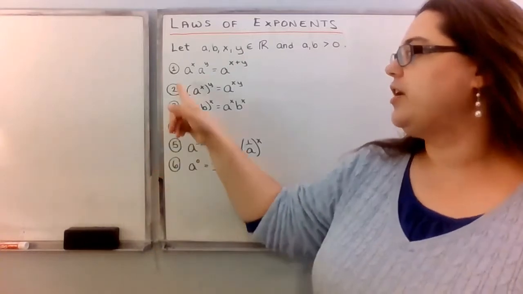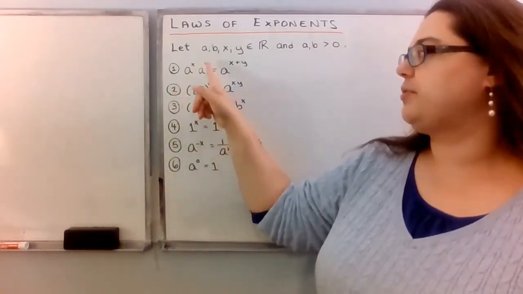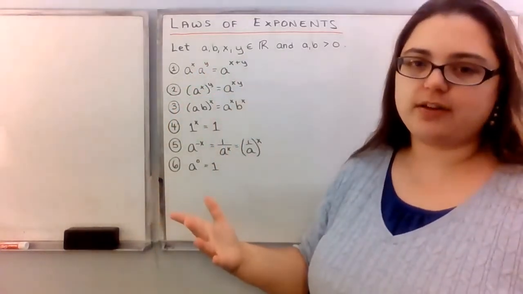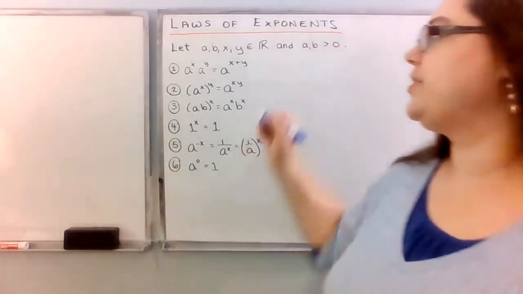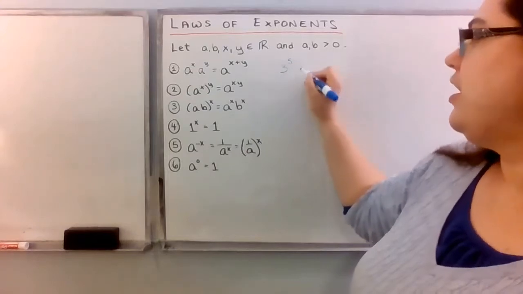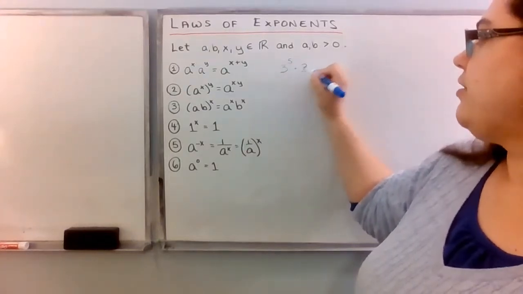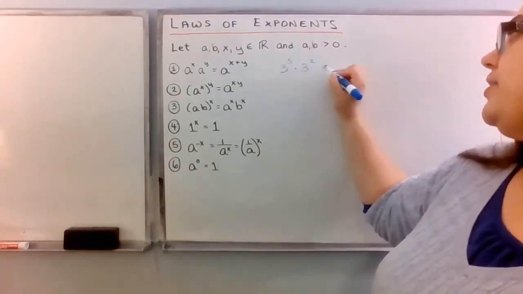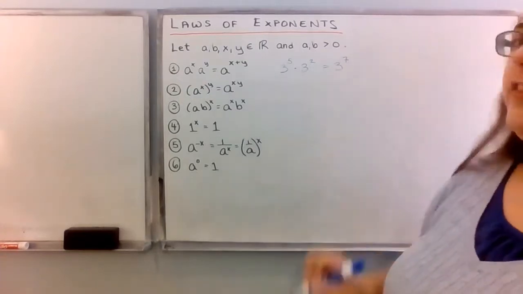So if I have A to a power times A to a power, I can add the powers together. For example, for this first property, if I have 3 to the 5th, and I multiply that by 3 squared, that would be the same as 3 to the 7th.